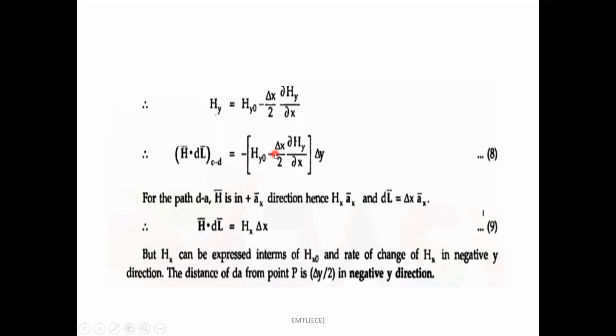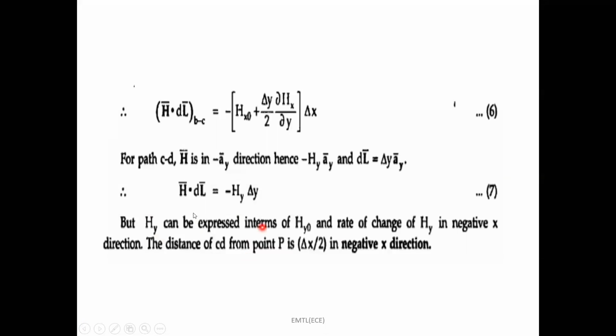And as usual, this value is equivalent to H y naught minus delta x by 2 dou Hy by dou x. Both x and y are in a negative direction. Here, the negative x direction.